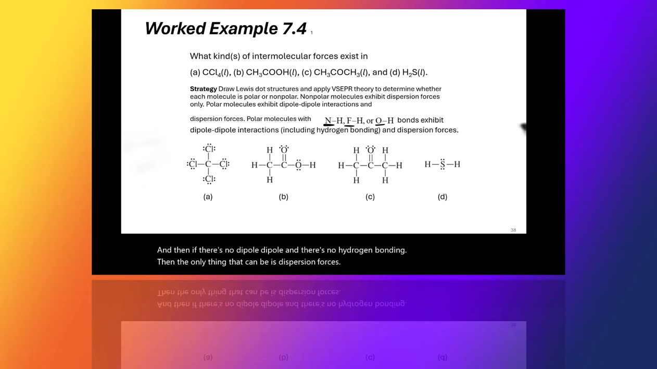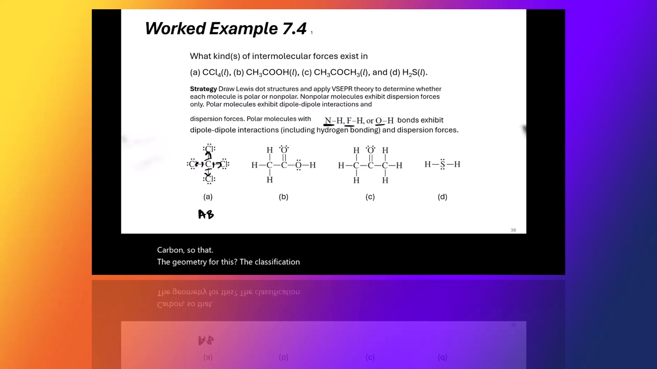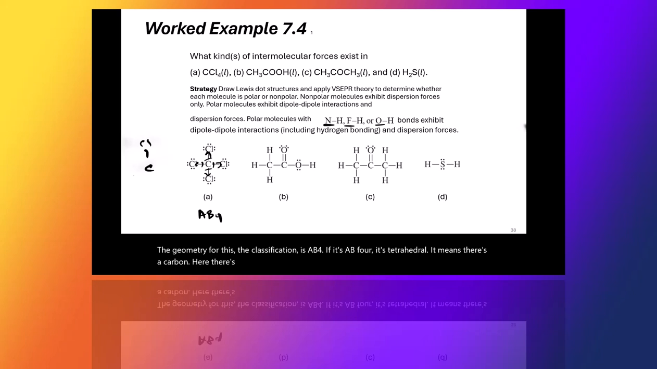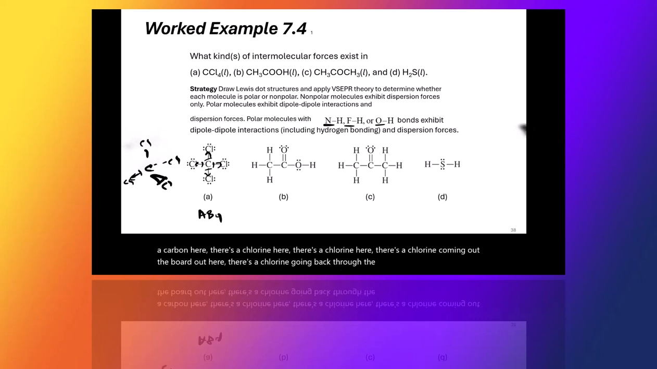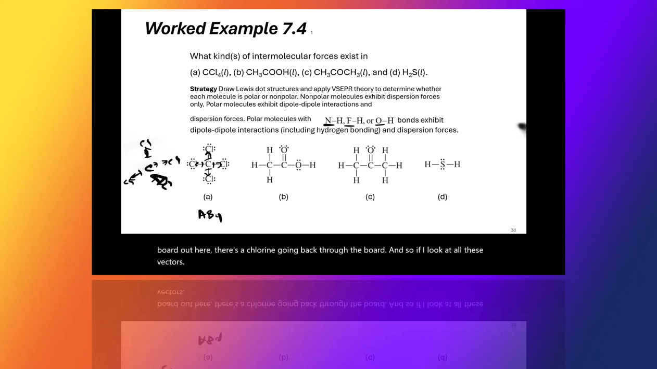So, what do you think about the first one there? Well, you should automatically say, I know chlorine is more electronegative than carbon, so you know that. The geometry for this, the classification is AB4. If it's AB4, it's tetrahedral. That means there's a carbon here, there's a chlorine here, there's a chlorine here, there's a chlorine coming out the board at you here, and there's a chlorine going back through the board. And so if I look at all these vectors, the molecule itself is nonpolar.